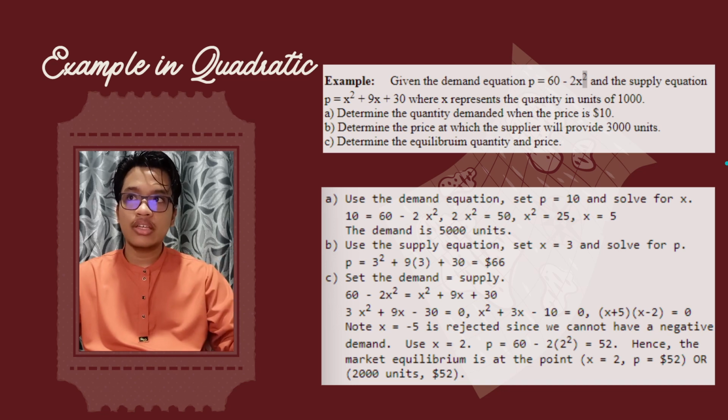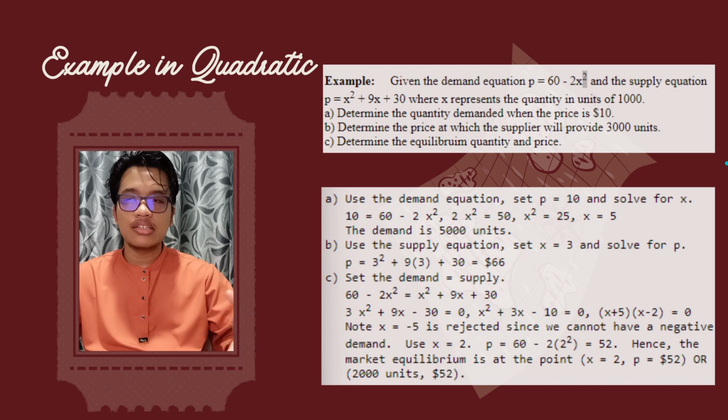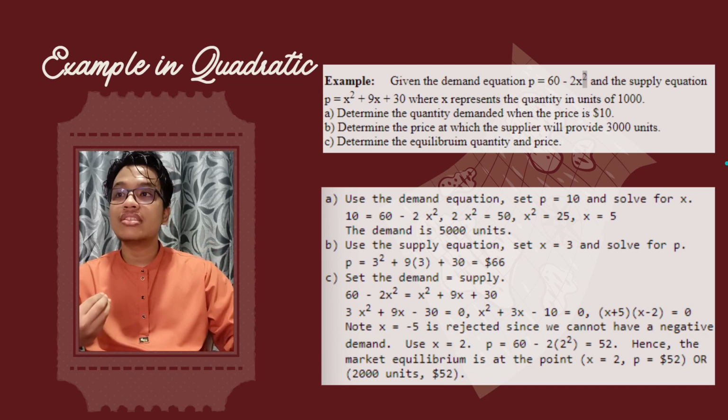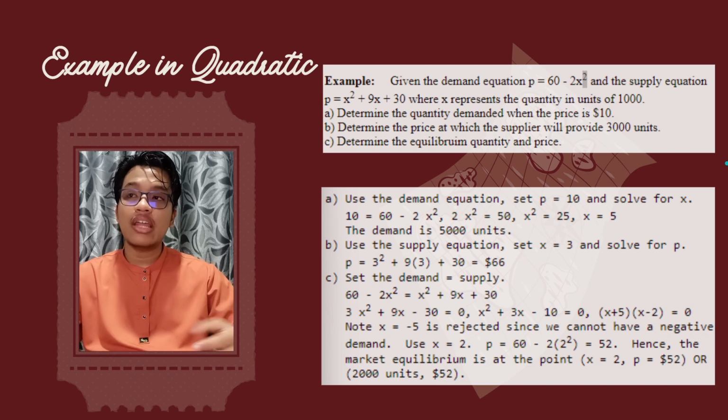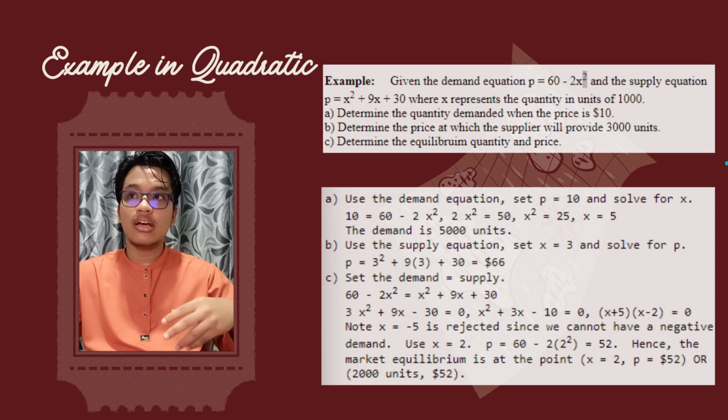It will be simplified, and we will use the supply equation because it says here the price at which the supplier provides, so we have to use the supply equation. So replace x with 3 and find the P. We get $66. And C, the main thing about the supply and demand is to determine the equilibrium quantity and price.